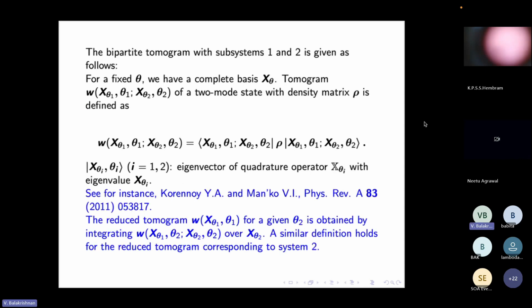In the case of the bipartite tomogram, you can define entanglement indicators tomographically. A bipartite tomogram will have two subsystems, and the angles are given by θ1, θ2, and the corresponding variables by x θ1 and x θ2. It's a straightforward extension of the single mode optical tomogram. The reference is given there by Korennoy and Man'ko.